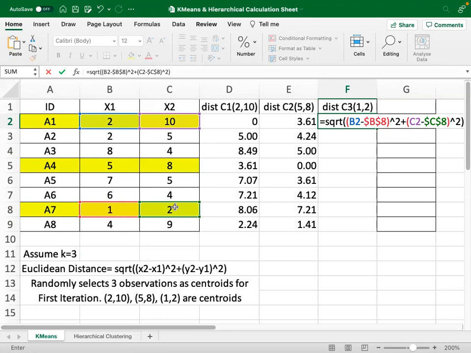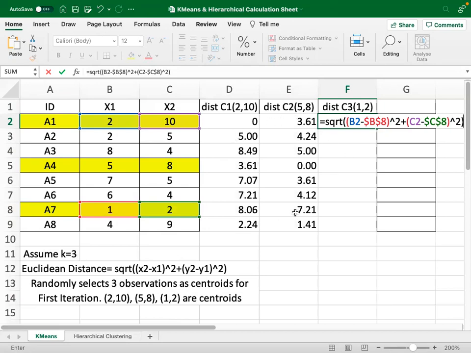Sir, can you explain it once again, sir? So here we are trying to find the distance between 2, 10 and 1, 2. 1, 2 is your centroid for cluster 3, which is randomly selected. In the first iteration, it will take 3 observations as random centroids. Why 3? Because we assumed k is equal to 3.